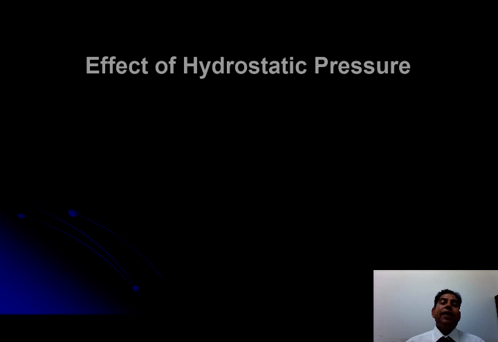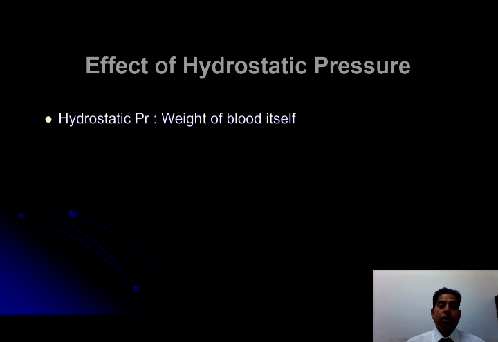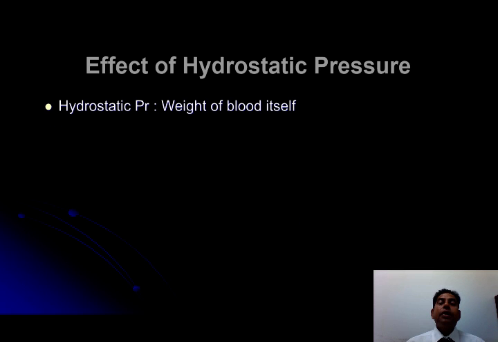Now what is the effect of hydrostatic pressure? So hydrostatic pressure is simply because of the weight of the blood itself. So what we're talking about here is the blood in the lungs, because of gravity, will affect flow to different regions.